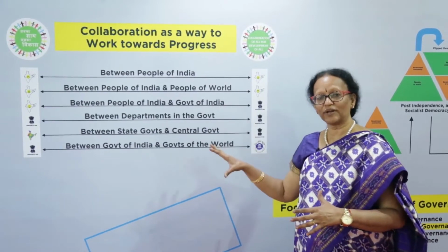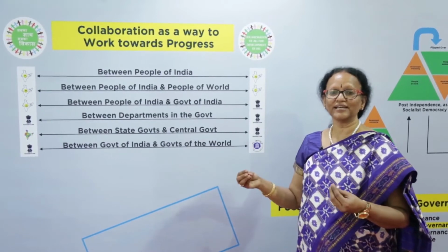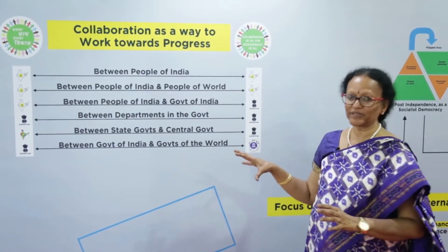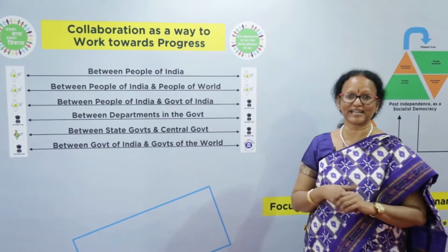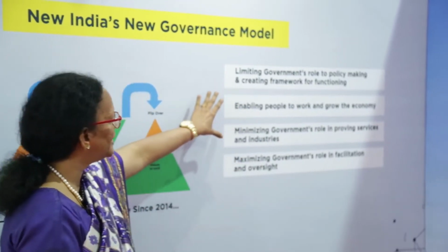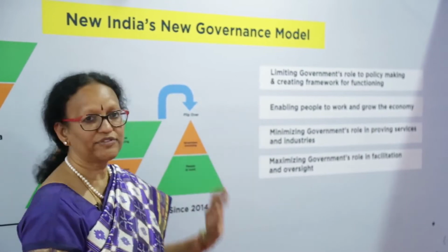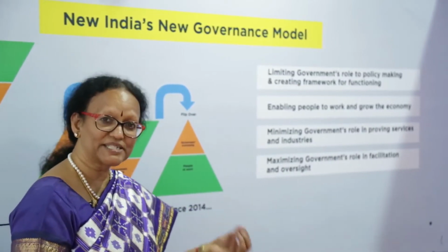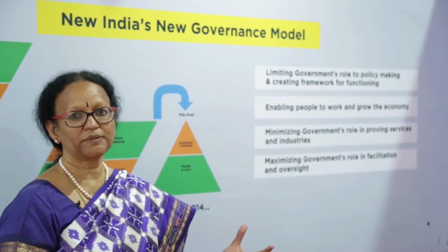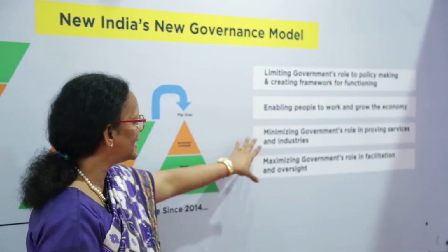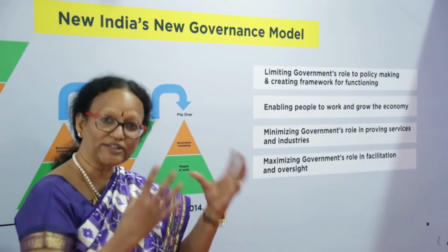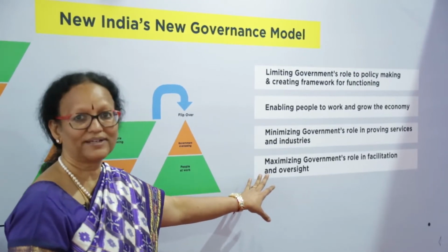Only when there is so much collaboration can you see work being done successfully, fruitfully and towards progress. So this is the essence when you say Sabka Saath. The Sabka includes everything across various layers. The idea of this new collaborative form of governance is that the government is trying to limit its role to policy making and creating frameworks for functioning, and it is trying to maximize people's involvement, people's responsibility, people's ownership in generating prosperity for the nation. Which is very beautifully said as minimizing government's role and structure and function, but maximizing governance.